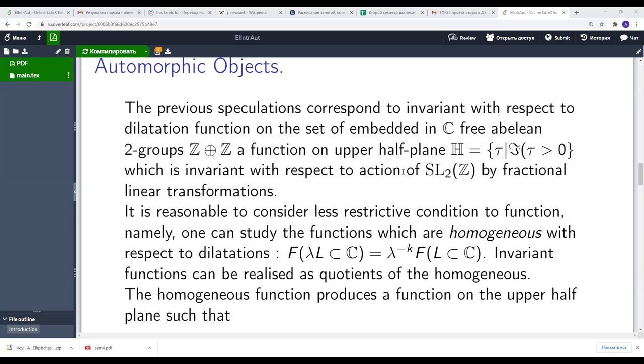And this is a good object, this is an automorphic function. But it is reasonable to consider a more general object, namely a function that is not invariant with respect to dilatation, but is homogeneous. So it can happen, it's also a good parameter. On the other hand, if I have enough such automorphic forms, such functions which are not invariant but homogeneous, and I take the ratio of two homogeneous functions of the same homogeneity, I get an invariant function. So this is a way to construct automorphic functions from automorphic forms.